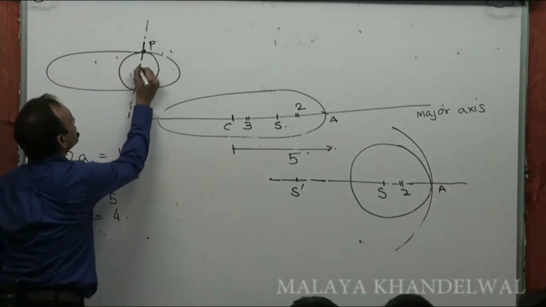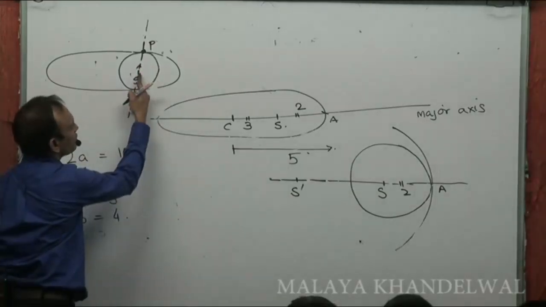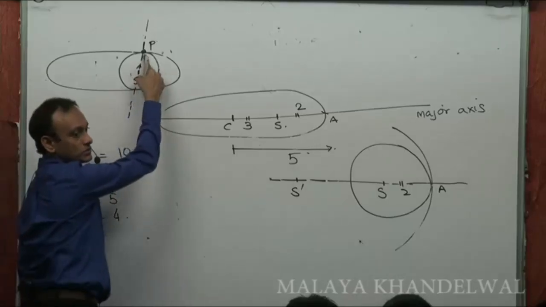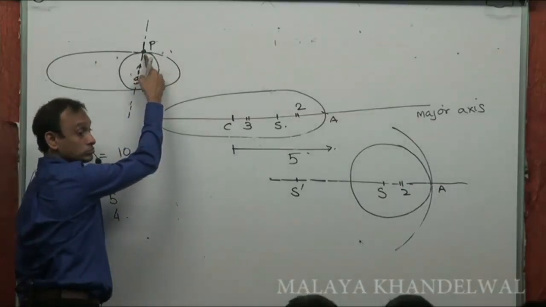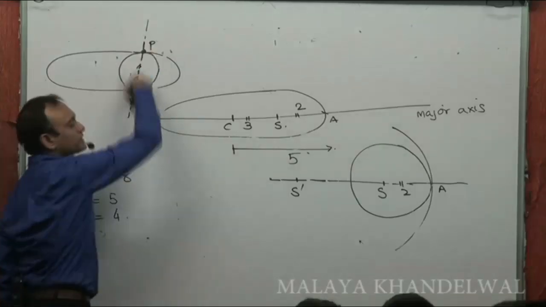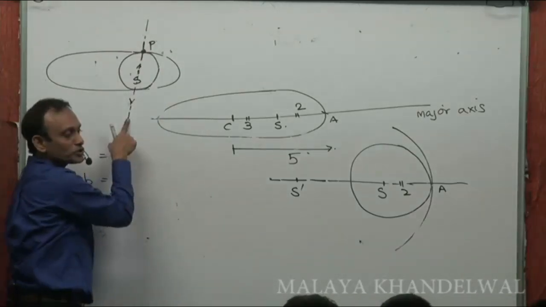Now, if this was the case, and if there was a ray of light starting from S and going to P, then what is the angle of incidence? 0. So angle of reflection must be 0. That means it will get reflected along the same path. Then it will not pass through the other focus.